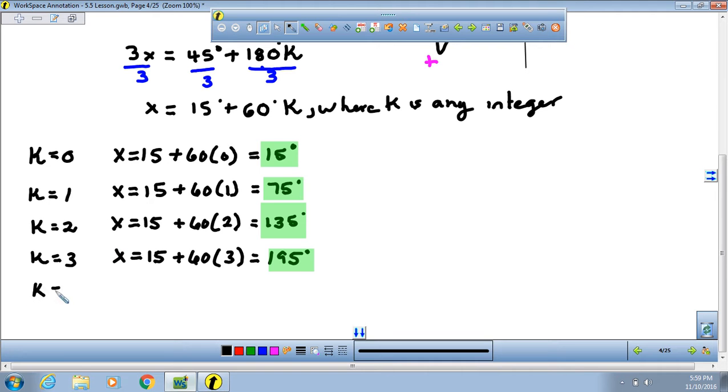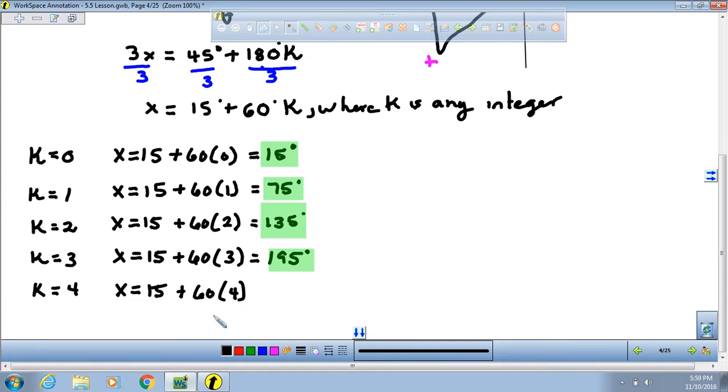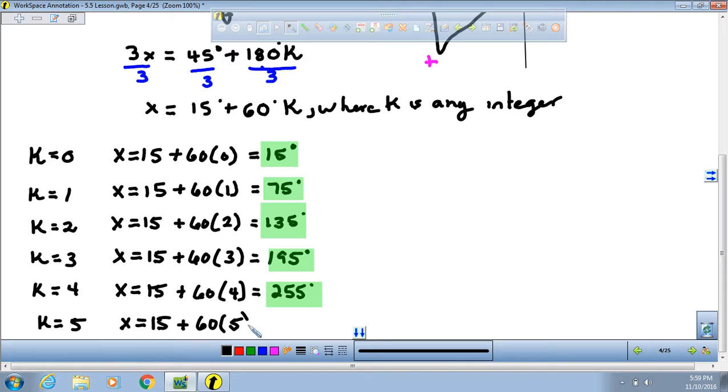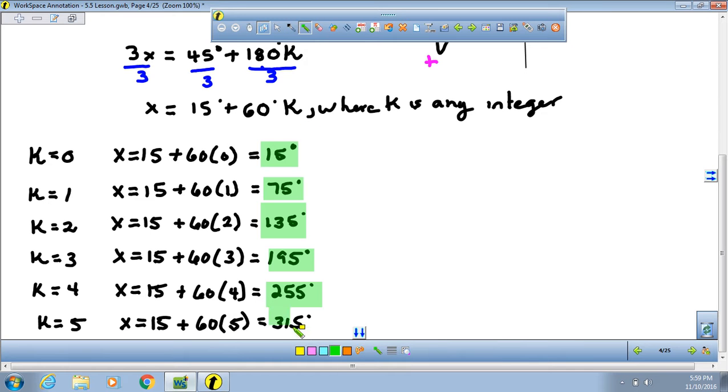When k is equal to 4, what is x? 15 plus 60 times 4. 60 times 4 is 240, right? 240 plus 15 is 255, and we are still in the interval of 0 to 360. So we keep on going to the next solution. When k is equal to 5, x is equal to 15 plus 60 times 5. 60 times 5 is 300. 300 plus 15 is 315, and that will be the next value.